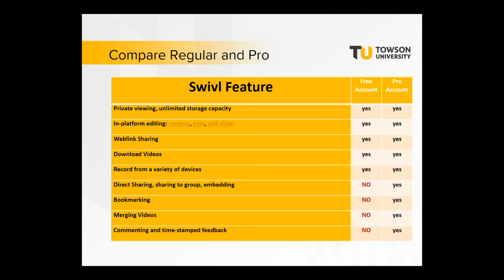But the main difference, and this is where we encountered some problems, is that with both accounts you can record unlimited videos and they show up on the student's account. They can view them as many times as they want. They can also edit their videos, and they can trim and rename those, no problem. They can share via a web link. So what that would mean is that they click on their video, and when they click share, they have to copy a link, and then they can either post that on your course site or they can share that with you by way of email.